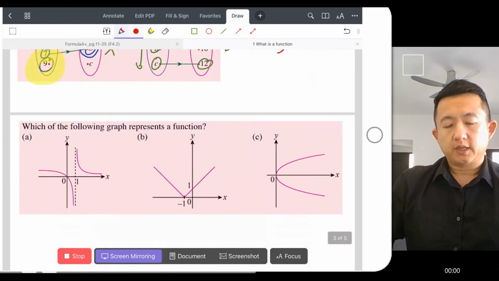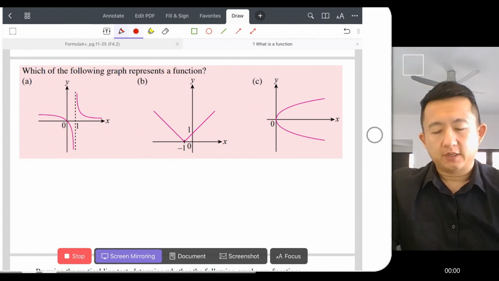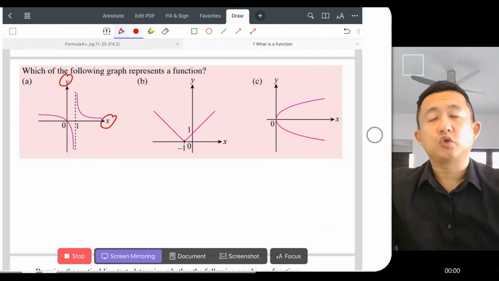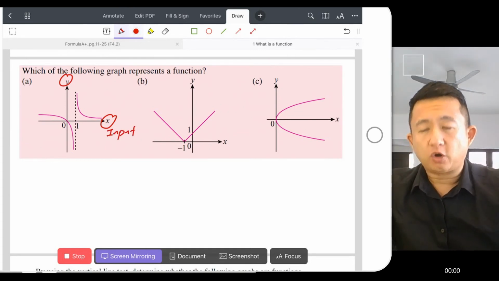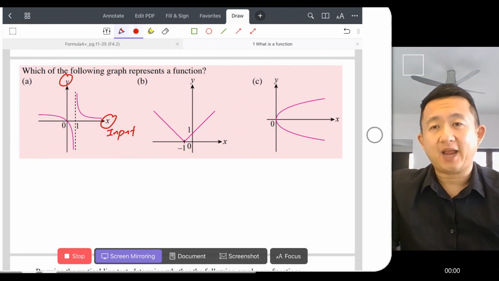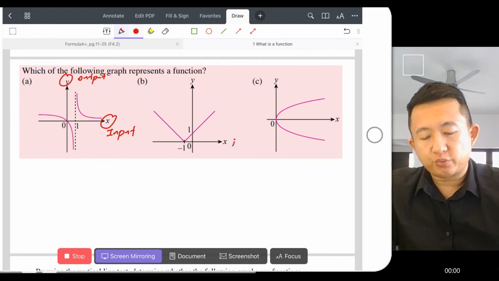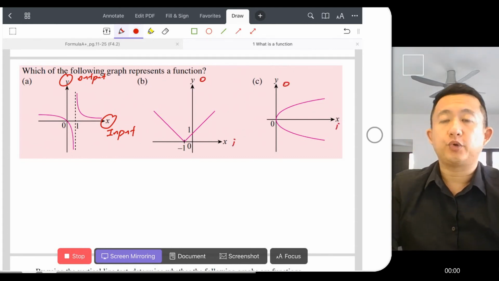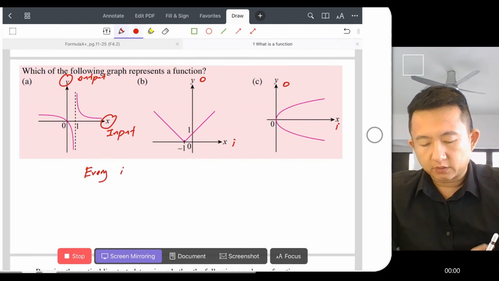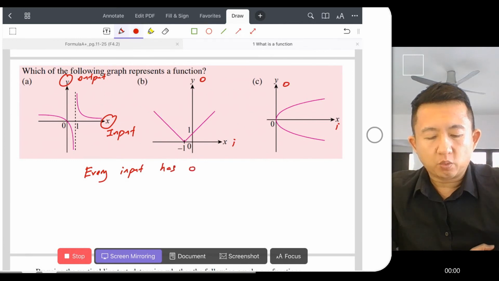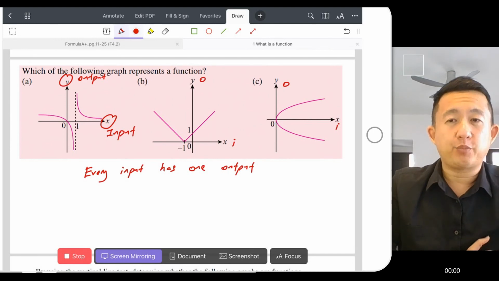We go on. You have a visualization here. You are given a graph here, and x and y are two variables representing the functions. And I want you to know the horizontal axis. In this case, x always stands for input and y is output. This is input, this is output, this is input, this is output. Remember, every input has one output.